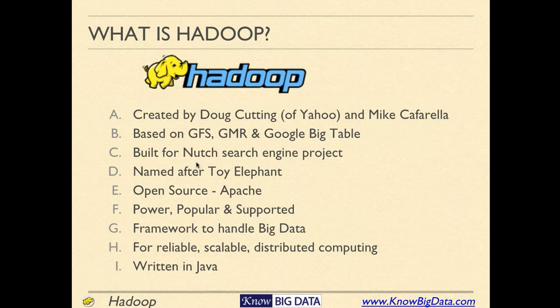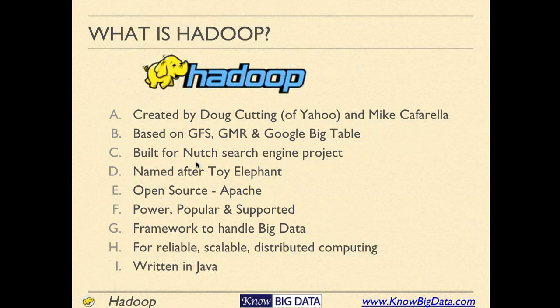Based on those three papers, Doug Cutting and Mike Cafarella joined together and started. They took those three papers and implemented all three of them. Google File System became HDFS, the Hadoop Distributed File System. Google MapReduce became Hadoop MapReduce, and Google Bigtable became HBase.